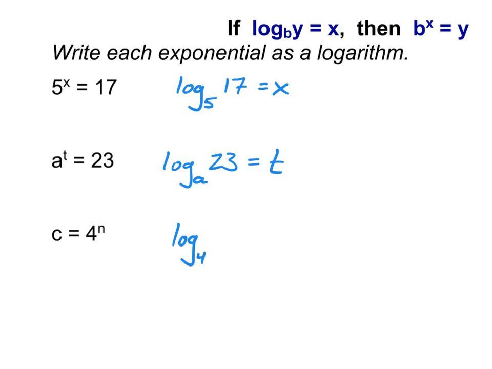And then it's going to be log base 4 of whatever the exponential is set equal to. So in this case, that's going to be the c value. And then log always equals the exponent. And so my exponent then is n. So my logarithm equals n.